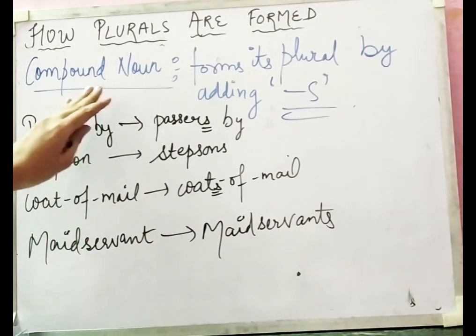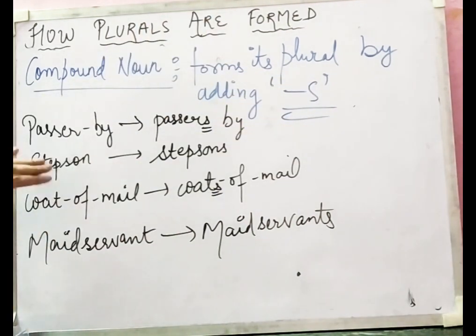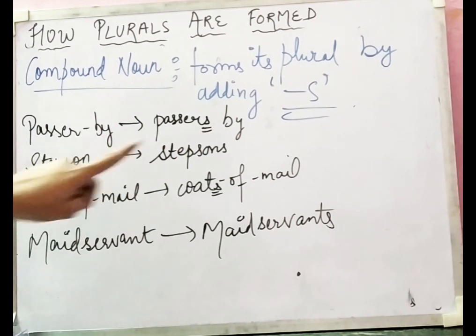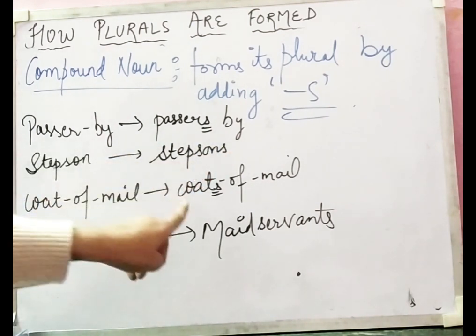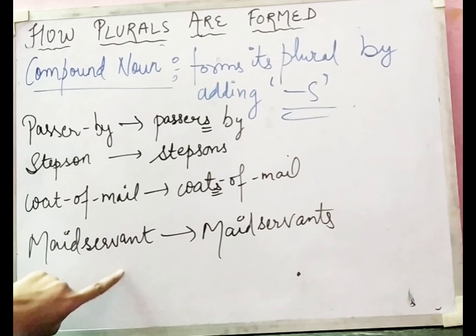We can find the compound noun plural by adding s, like passerby, passersby, stepson, stepsons, coat of mail, coats of mail, maid servant, maid servants. So I think this much is clear to you.